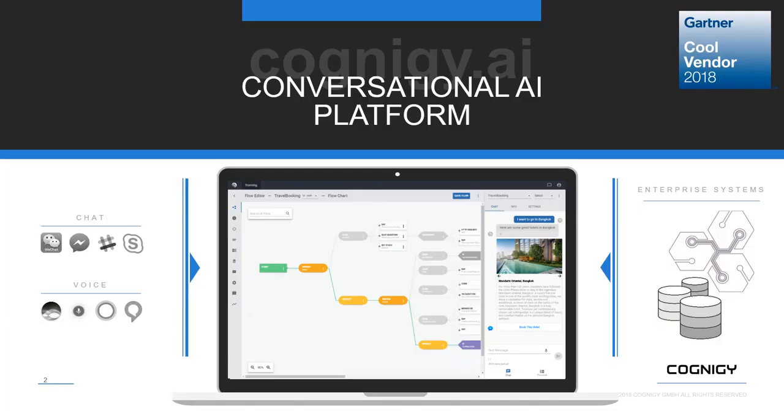Cognigy AI is what we call a conversational AI platform. You can build conversational AIs, so artificial intelligences that you can talk to or chat with, on top of that platform and orchestrate how they guide the user through the conversation and interface with backend systems. Those backend systems could be CRM systems, ERP systems, or any other system really that holds information that is useful during the conversation.